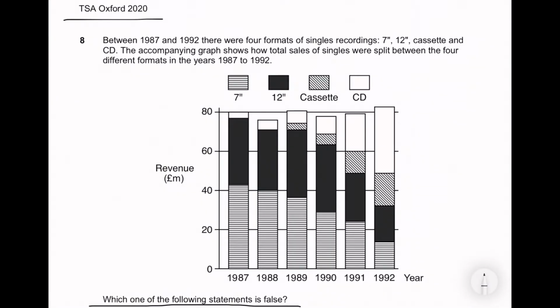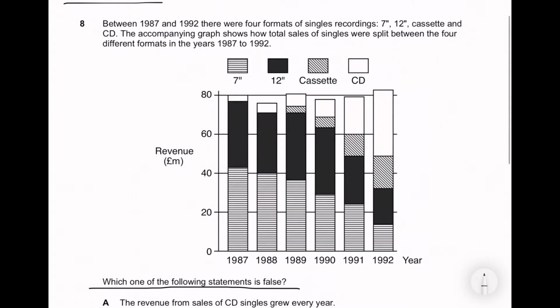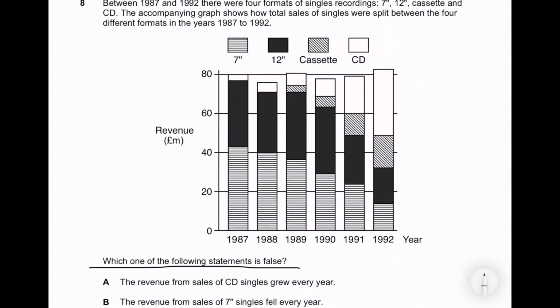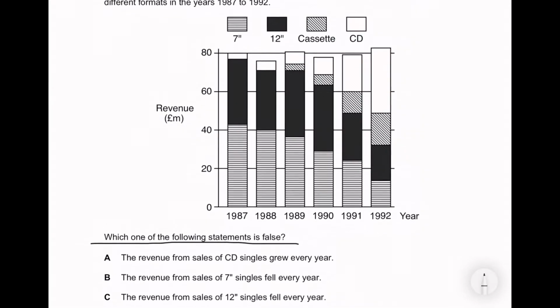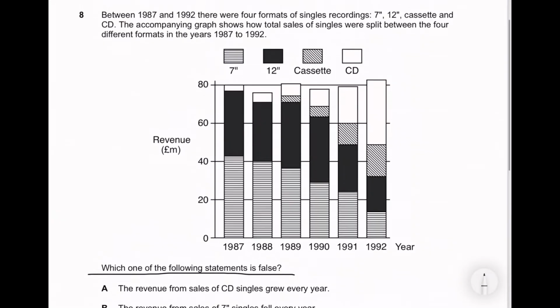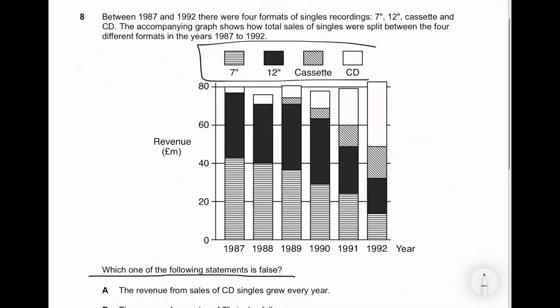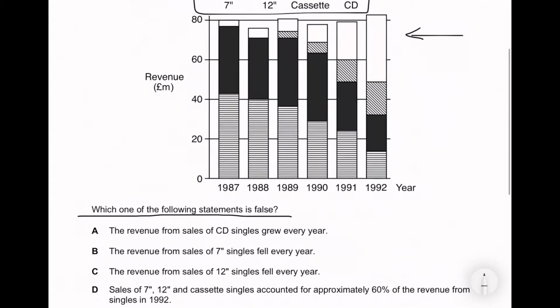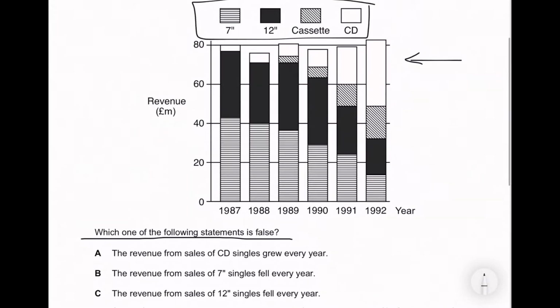Between 1987 and 1992, there were 4 formats of singles recordings: 7-inch, 12-inch, cassette, and CD. The accompanying graph shows total sales of singles split between the 4 different formats between 87 and 92. Okay, so we have the 4 types here marked differently, and then we have their associated sales here on the graph. So let's just start with A.